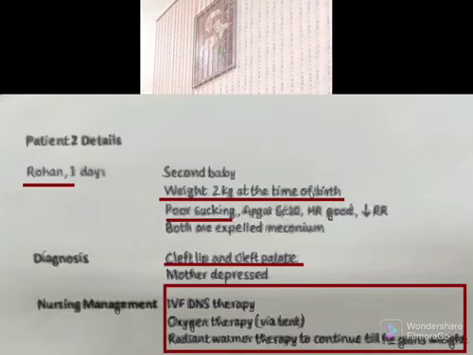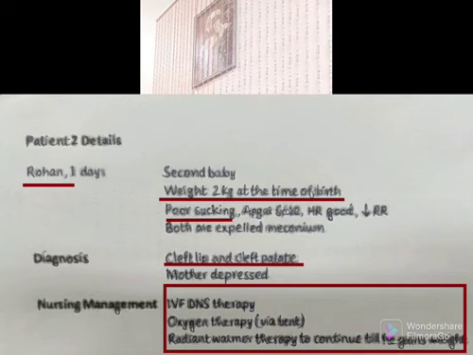And we will see the second baby. His name is Rohan. The second baby's weight is 2 kg at the time of birth. Poor sucking. APGAR score, heart rate was good, but decreased respiratory rate. Both expelled meconium, so for both of them meconium aspiration happened. And for him, the peculiar diagnosis is cleft palate and cleft lip. So the mother is depressed. The nursing management for Rohan is IVF, DNS therapy, oxygen therapy through the tent, and radiant warmer therapy to continue till he gains weight. And they have given the general discharge date.